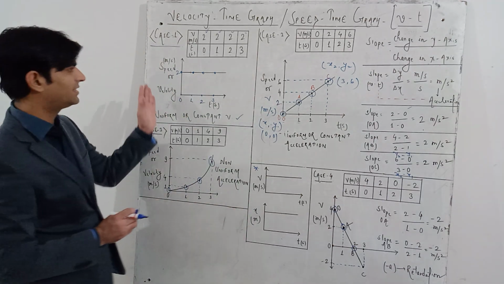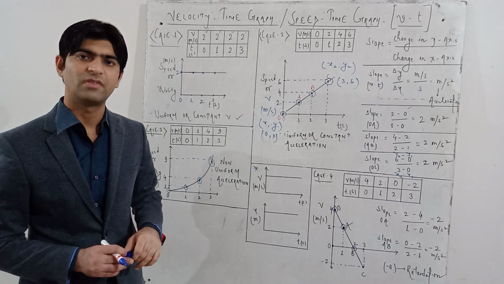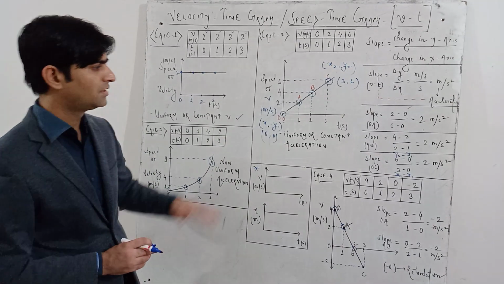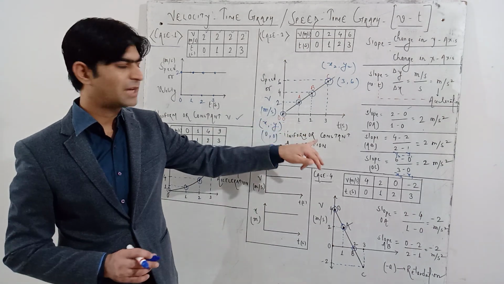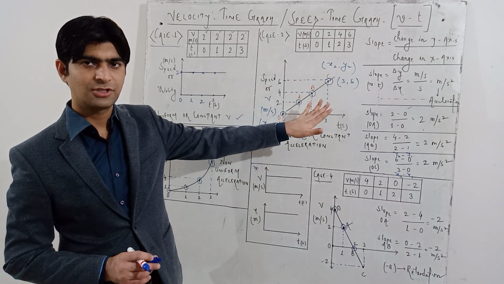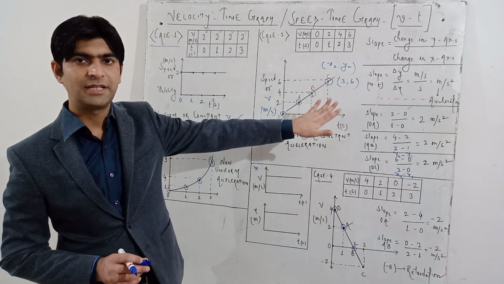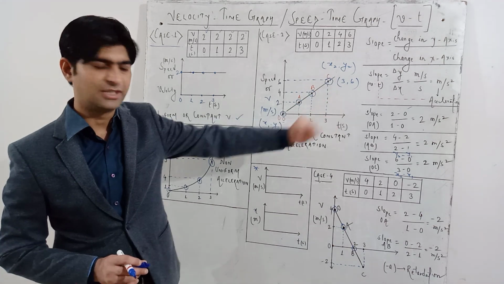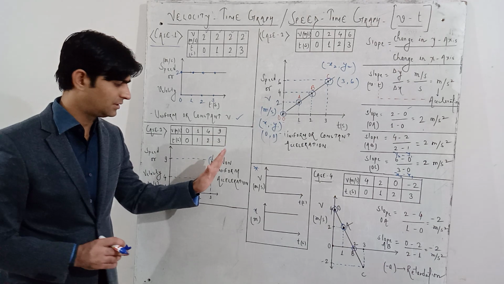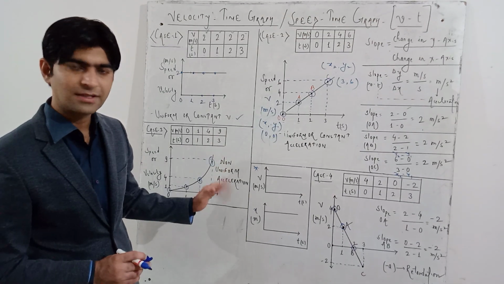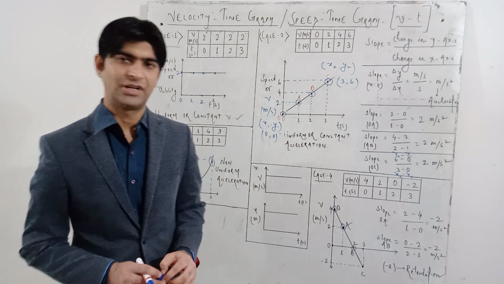In the first case, if you get a straight line parallel to the time axis, that means it is the case of uniform velocity or constant velocity. If you get a straight line inclined at some angle with respect to the time axis, that means it is uniform acceleration or constant acceleration. The slope of a velocity time graph or a speed time graph gives acceleration. If you get a curved graph, it means non-uniform acceleration. If you get a decreasing straight line, that means it is a uniform retardation.